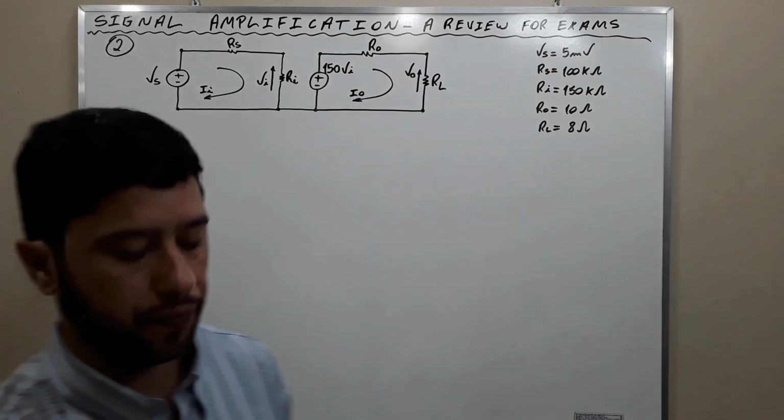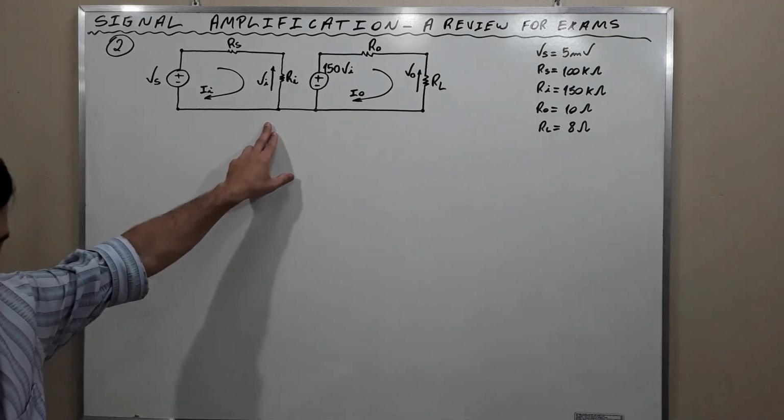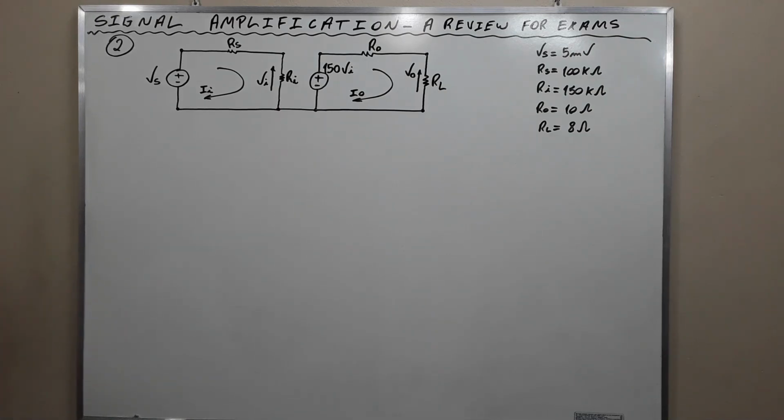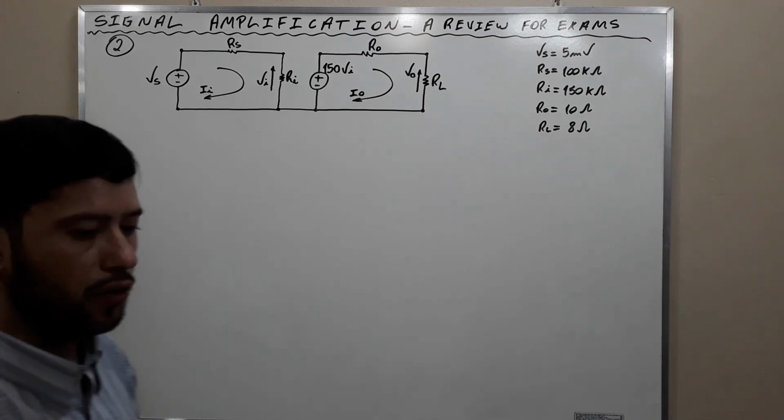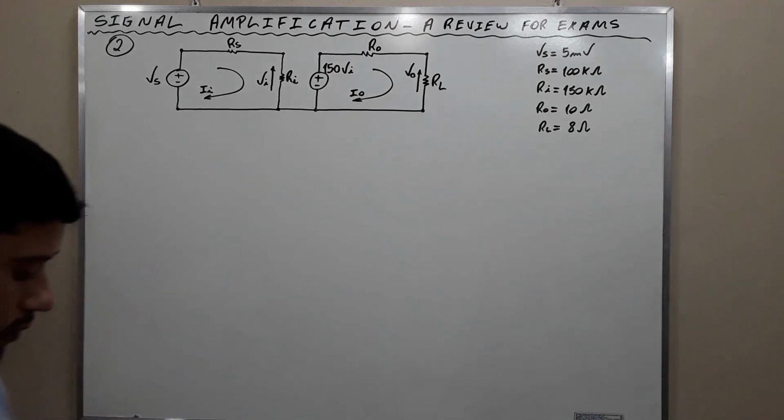Question number two. For the circuit of the figure, find the voltage gain, the current gain, and the power gain. Okay, my friends, this is the question. Let's go to the solution.